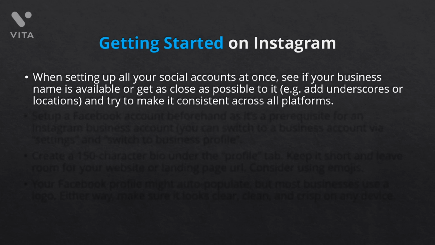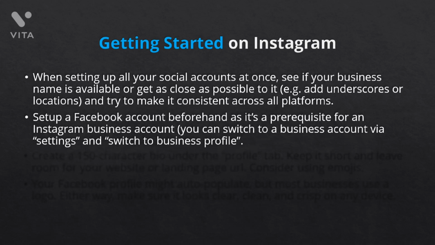If you are setting up all your social media platforms at once, set up Facebook before you set up Instagram. This will both automate the process of setting up your account after downloading the free Instagram app, but also is required to create a business account on Instagram. If you don't have Facebook, you can sign up using an email account. To switch from a general account to a business account, head to Settings and select Switch to Business Profile. This will ensure that you have access to in-depth post analytics.